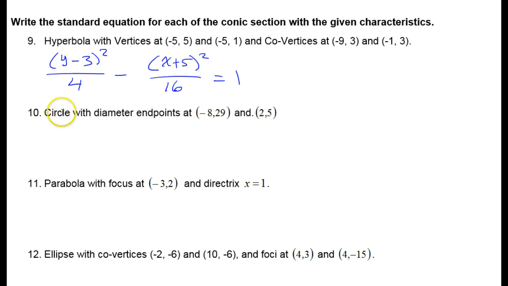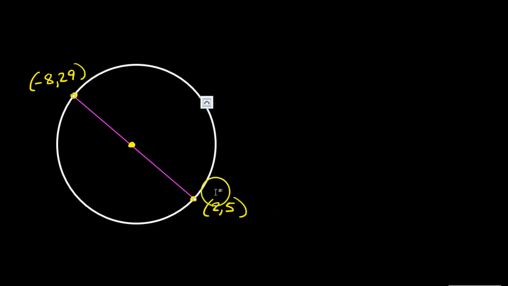For number 10, we're told that we have a circle that has a diameter and we're given the endpoints. So here's my picture. The diameter goes right through the center of a circle and I've got the endpoints. To write the equation, we need two things. We need the center and we need the radius. So we could find the center by finding the midpoint of this segment.